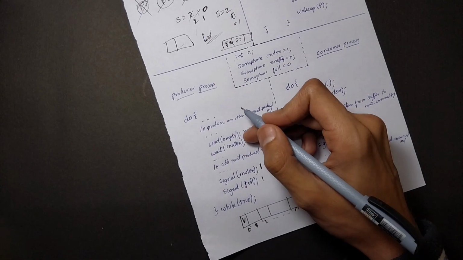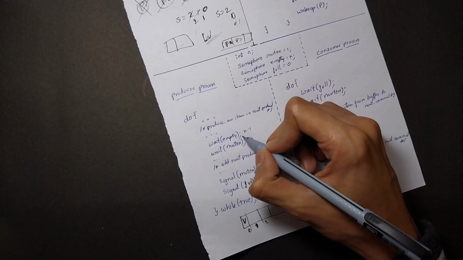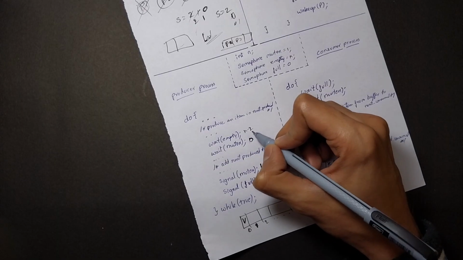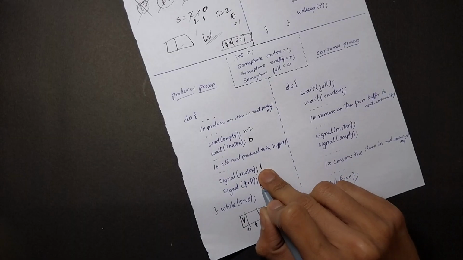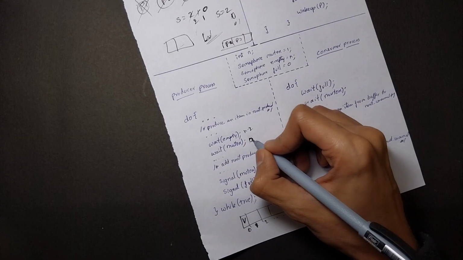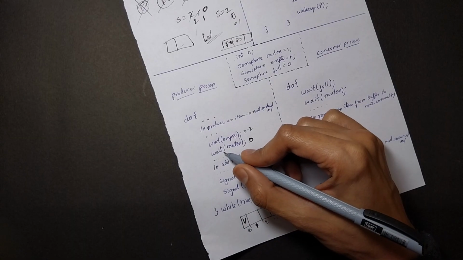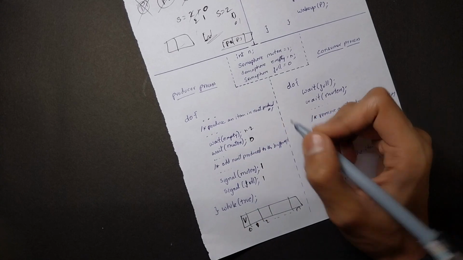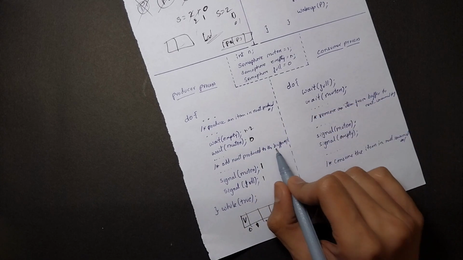Now let us consider one more item it will add. Empty is n minus 1, it will become n minus 2. Then mutex, after the earlier process, was 1, so once again it will become 0, because wait every time subtracts and signal every time adds. Then you will add the item to the buffer.